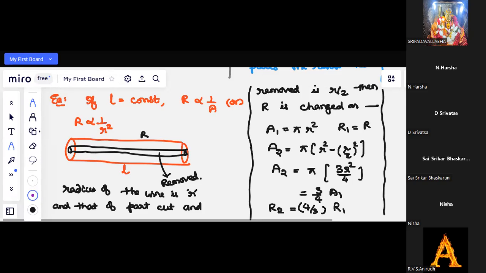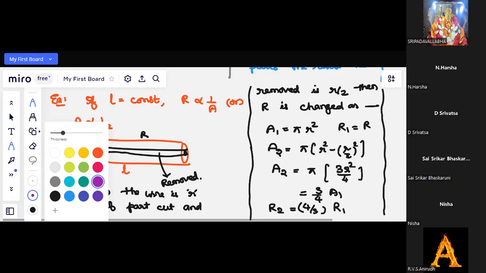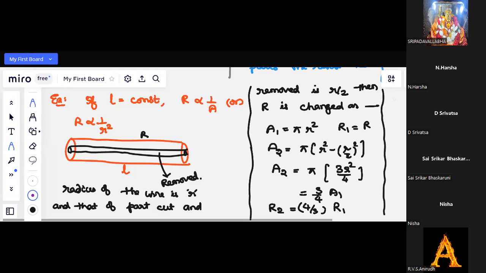So first I am coming to find the resistance in series. We are starting with the series combination, and in the series combination, what do you require?